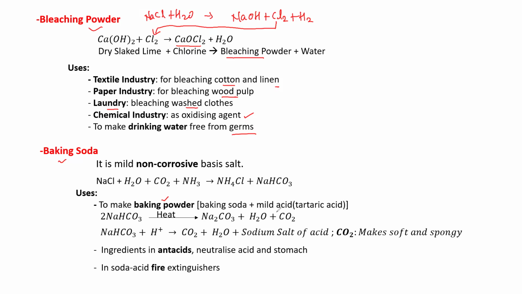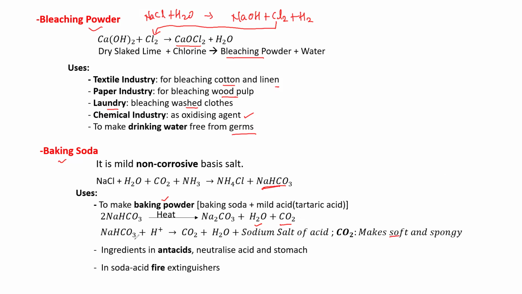So this baking powder, how are we going to obtain it? This baking soda is going to react with a mild acid. Maybe we are going to use tartaric acid. That tartaric acid we have seen earlier, it is found in tamarind. Now, this is the formula for baking soda. So when this baking soda is heated, it is going to produce carbon dioxide gas as well as water. Due to this carbon dioxide gas, our substance becomes more soft and spongy.